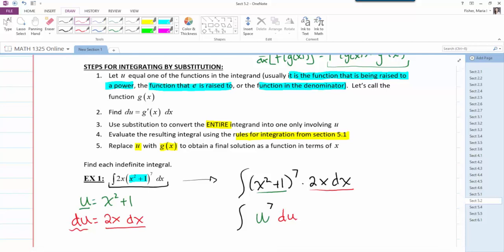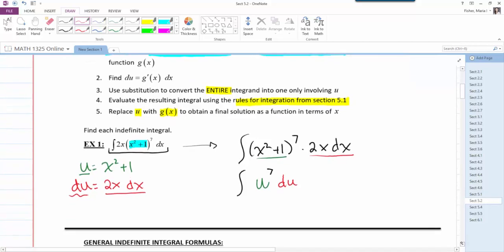So now, step 4, evaluate it using the rules that we learned in section 5.1. Well, this is just the power rule, so my n here is equal to 7. Therefore, this is going to be 1 over 8 u to the 8th power plus c.